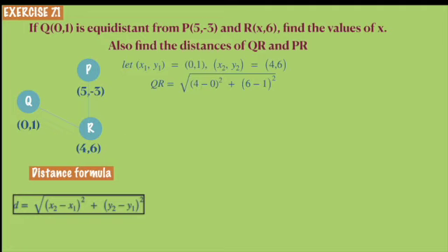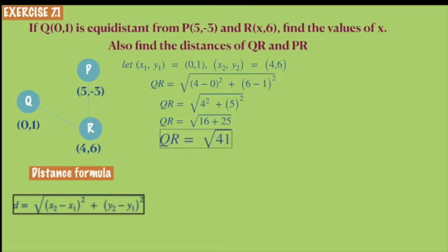Here x2 minus x1 is equal to 4 minus 0 whole square plus y2 minus y1 is equal to 6 minus 1 whole square. The next is simplification. 4 minus 0 is 4, 6 minus 1 is 5. Therefore, QR is equal to square root of 4 square plus 5 square. 4 square plus 5 square is equal to 16 plus 25. 4 square is 16, 5 square is 25. QR is equal to root of 16 plus 25. QR is equal to root 41.